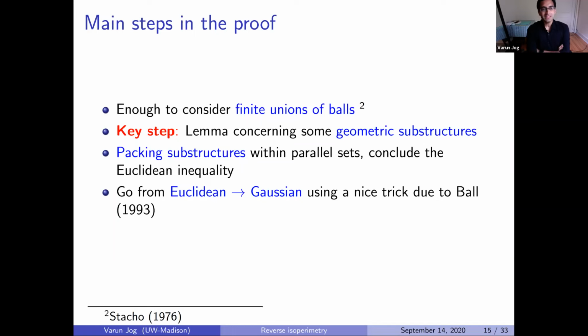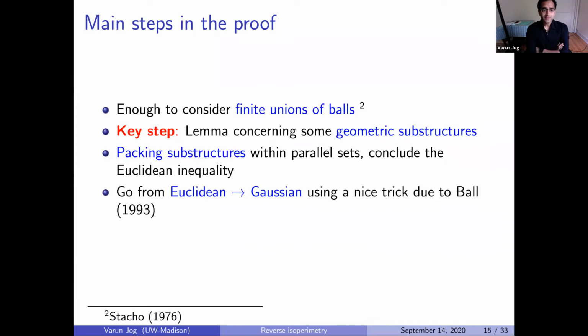So the main steps in our proof are, we'll first show that parallel sets, as I said, are essentially the Minkowski sum of a measurable set with a ball. But you can show that it's enough to consider finite unions of balls. So the original measurable set can just be a collection of points. This follows from a very nice paper from 1976 by Laszlo Stasio. You can use a limiting argument: once you have shown it for finite unions of balls, you can use a limit argument to show that it will hold for all bounded sets.